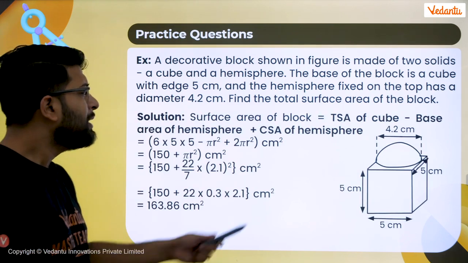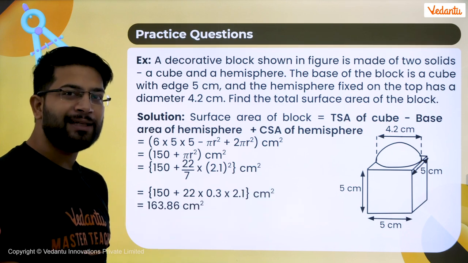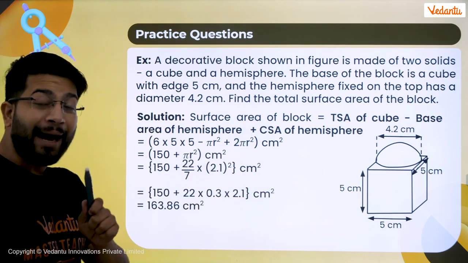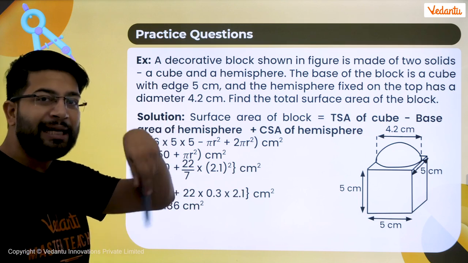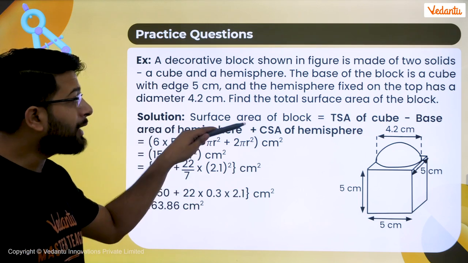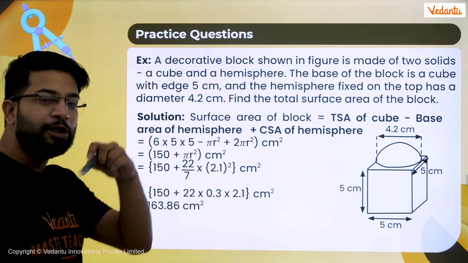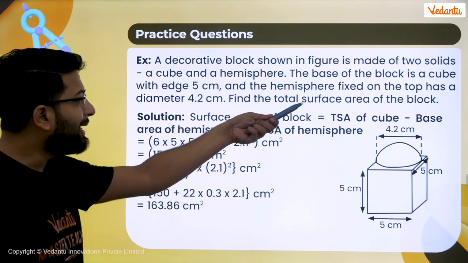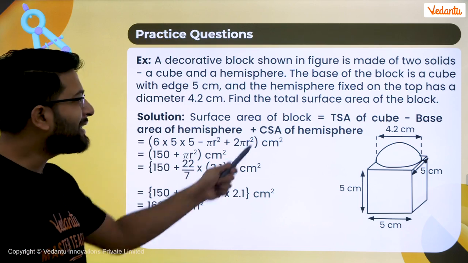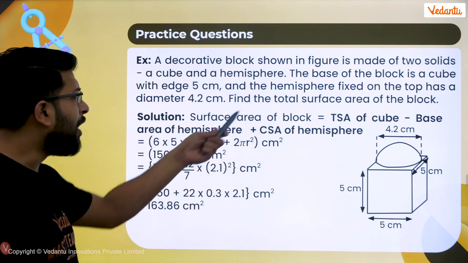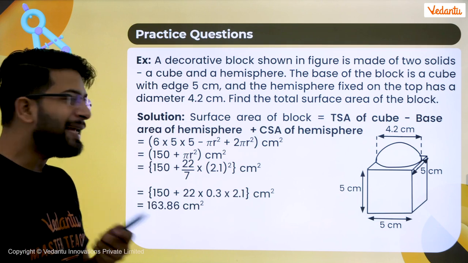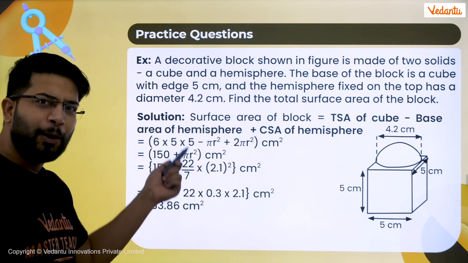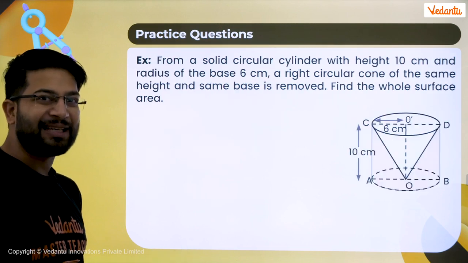So very easy, bache. We have to find the total surface area of this. It will be what? The TSA of the cube minus the base area of the hemisphere, because the base area of the hemisphere is not the base of the solid, nor the top. That is the minus base of the hemisphere plus CSA of the hemisphere. We know the formula: TSA of cube 6a square minus pi R square plus 2 pi R square. Put the values, we'll get the answer. I hope it is clear.